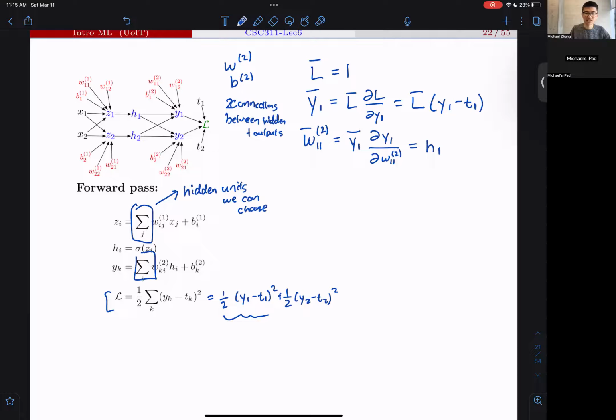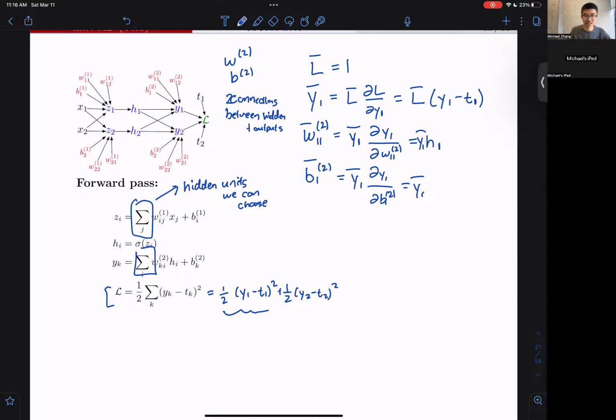And similarly, we can also do the same thing for the bias. So B1 bar is equal to y1 bar times partial y1 partial B1. And this is actually just equal to y1 bar because there's no constant in front of the bias. Yeah, so I noticed above that I missed the y1 bar with W11. Okay, cool. So that's y1.